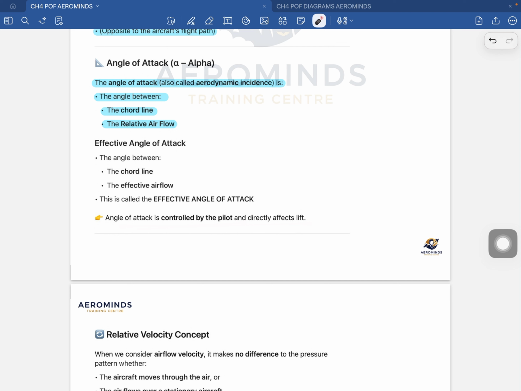Remember that. If the pilot increases the angle of attack, the lift will increase up to the stall. And if the pilot decreases the angle of attack, the lift will decrease. This is the fundamental concept behind the climb, descent, slow flight, or any stall recovery. So I hope you understood this. Angle of attack is controlled by the pilot and directly affects the lift.